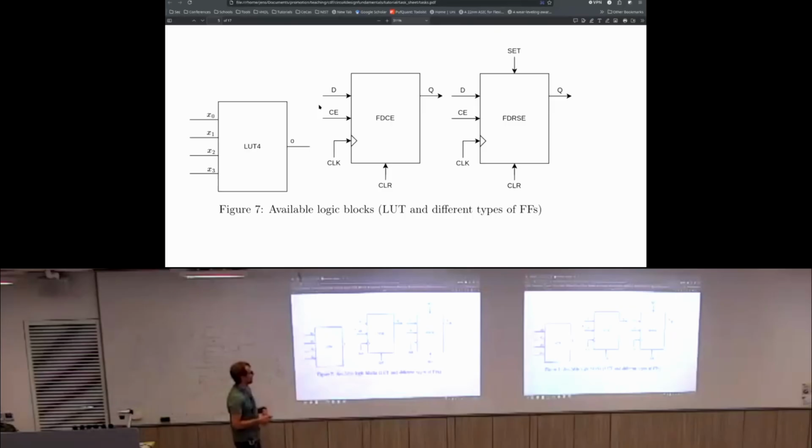So we have our 4-input lookup table. We can realize exactly one function. So the output is dependent on those 4 inputs. We have our FDCE. It is a flip-flop that comes with a clock enable, a clear, and a clocking signal. And then we have the second type, which is the FDRSE, which additionally comes with a set signal. So you cannot only clear it, you can also set it.